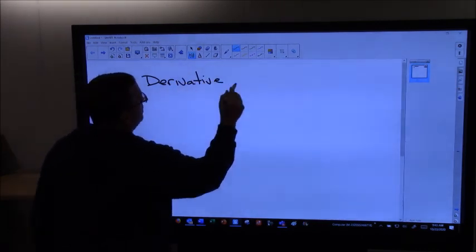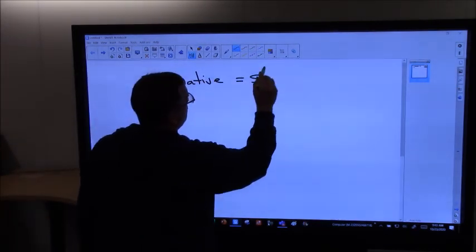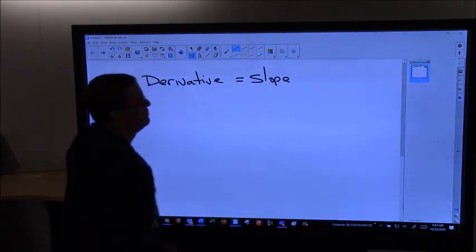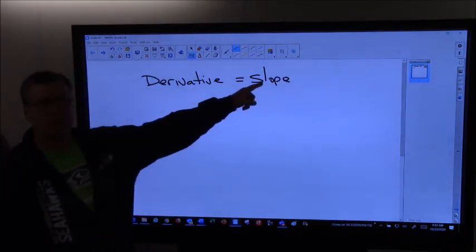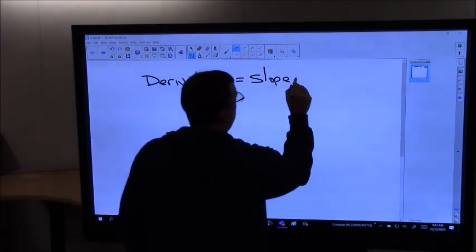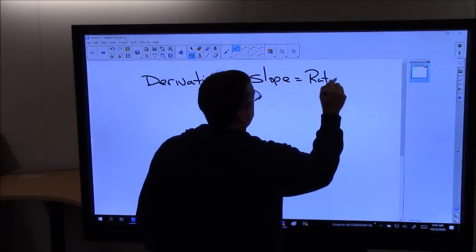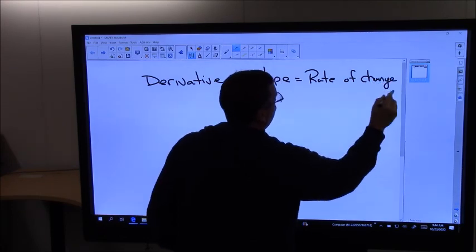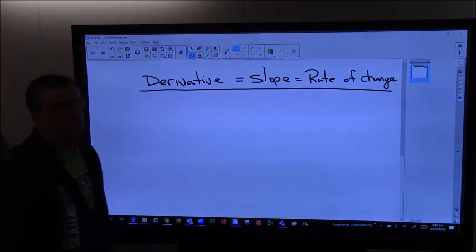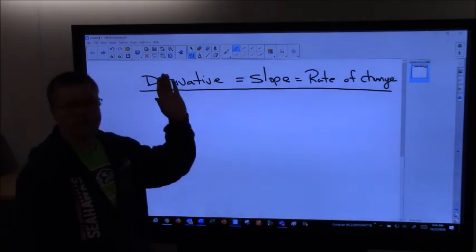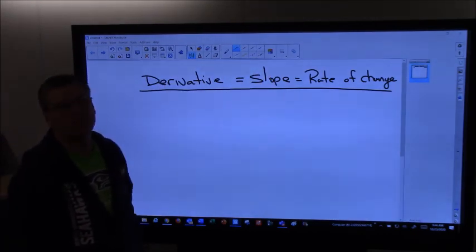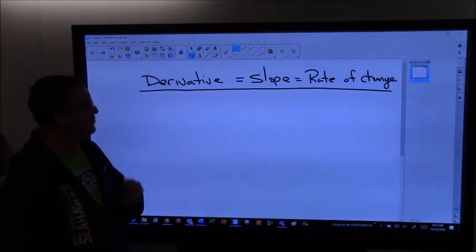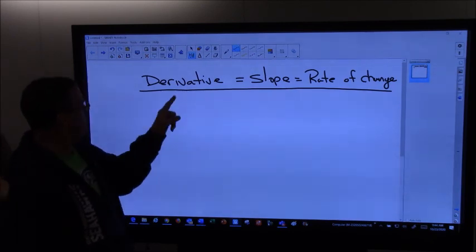derivative equals slope. Which a lot of times when we say slope, we also say rate of change. Okay? Every time I say the word derivative, these are the two things we're thinking about, slope or rate of change. And so what exactly does that mean?